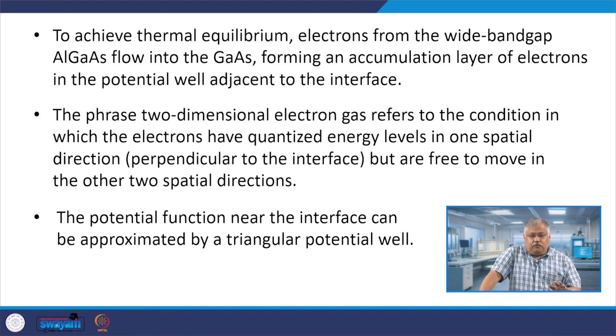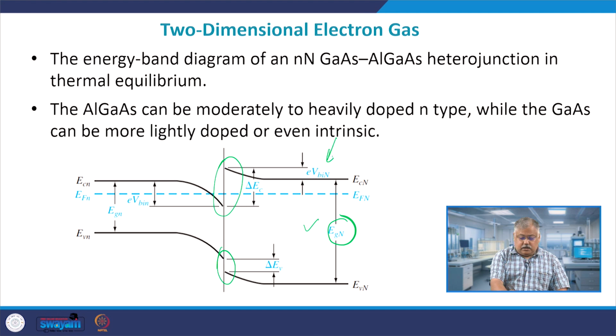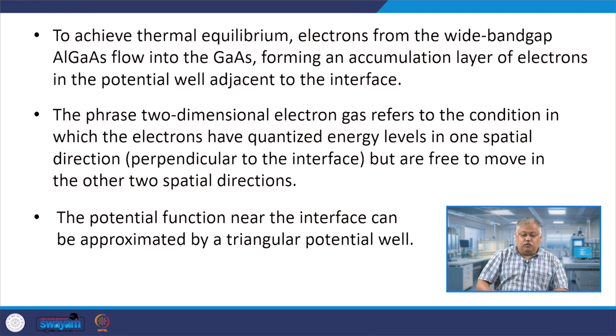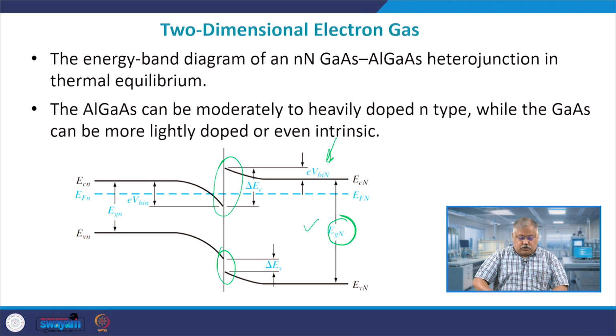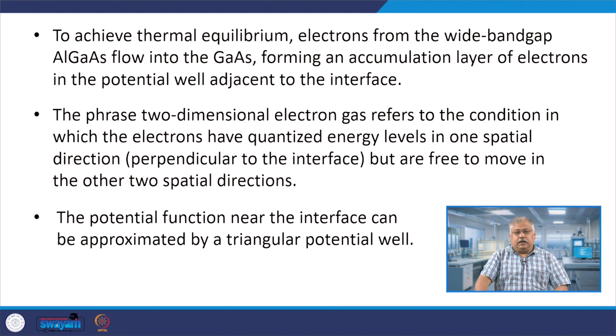Now, therefore, to achieve thermal equilibrium, right, the electrons from the wide band gap material, which is on the right hand side, this side, will actually move towards the gallium arsenide, and therefore, there will be an accumulation of electrons in the potential well adjacent to the interface. So, you see this is the potential well I was talking about. There will be accumulation of a large number of charge carriers here, and this gives rise to what is known as a 2-dimensional gas here, right.